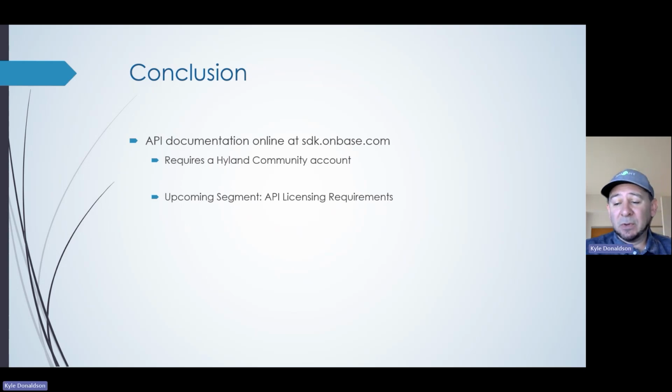Okay, so that was a very high-level overview of the infrastructure that you would need in order to use the APIs. Highland makes extensive documentation of these APIs available online at sdk.onbase.com to anyone who has a community account. If you're interested in learning more, I recommend you check out the site. In an upcoming segment, we're going to expand on this conversation and we will talk a little bit about licensing requirements for the APIs.